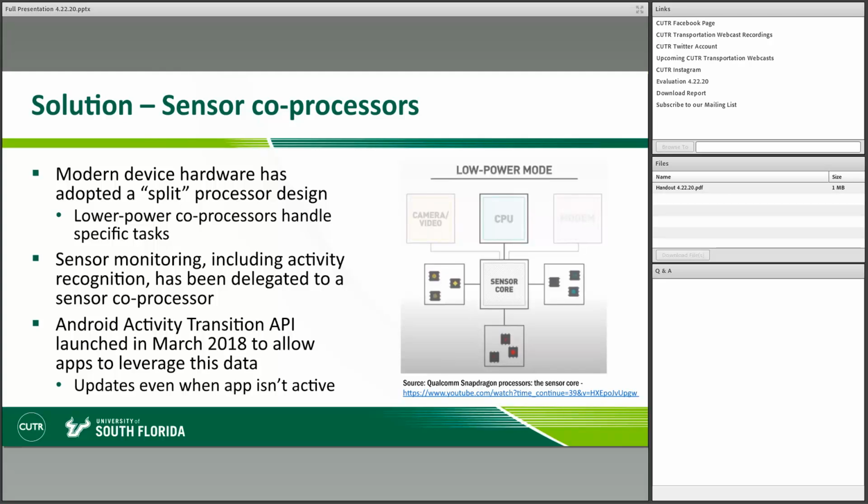And the Android Activity Transition Application Programming Interface, or API, launched in March 2018. This API allowed mobile apps to listen to these sensor coprocessors to be notified when there is some type of activity transition happening. So this allows an app, instead of having to periodically wake up the main CPU, to just wait for a signal from the sensor coprocessor, which consumes much less energy. And these sensor coprocessors are active constantly in the background, even when the screen of your phone isn't on, when it's just in your pocket.